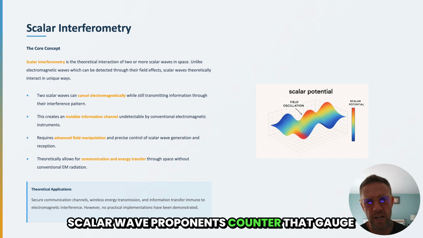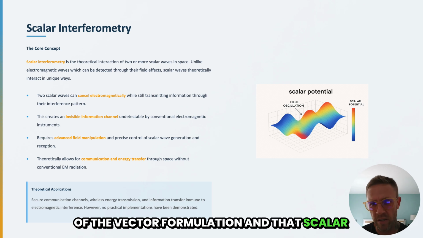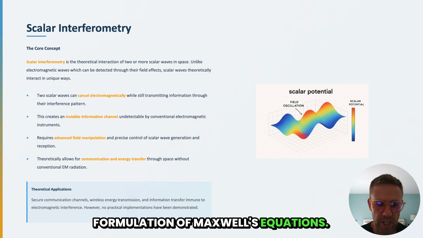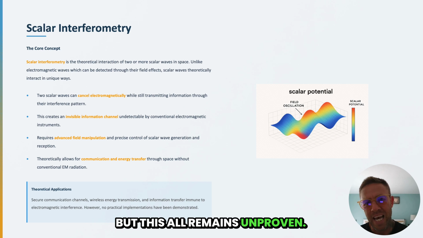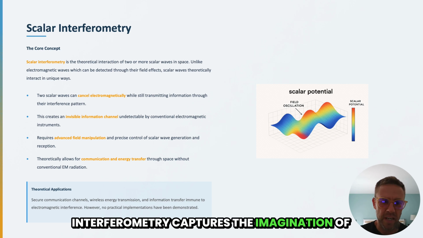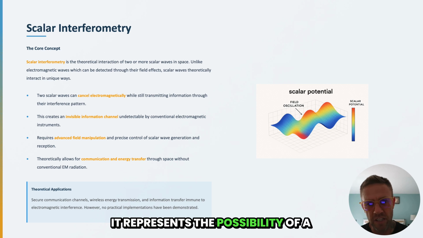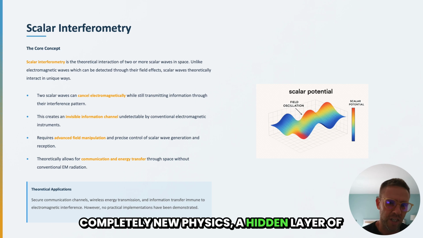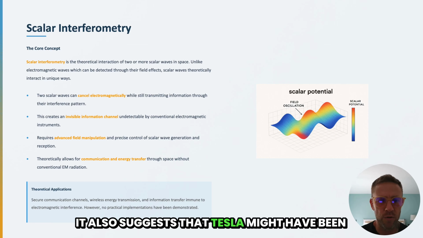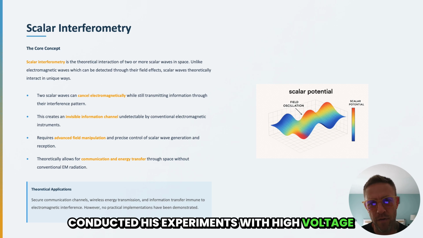Scalar wave proponents counter that gauge freedom is a mathematical artifact of the vector formulation and that scalar waves would propagate in the quaternion formulation of Maxwell's equations. But this all remains unproven. Despite these challenges, scalar interferometry captures the imagination of researchers and enthusiasts. It represents the possibility of a completely new physics, a hidden layer of reality that conventional science has overlooked. It also suggests that Tesla might have been tapping into something real when he conducted his experiments with high-voltage discharges.